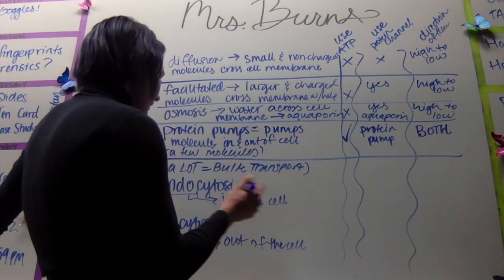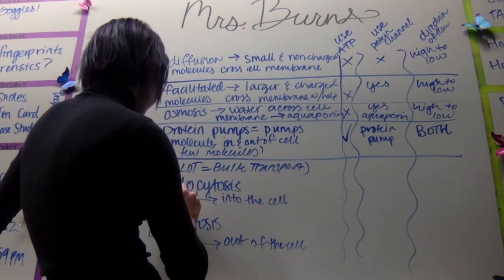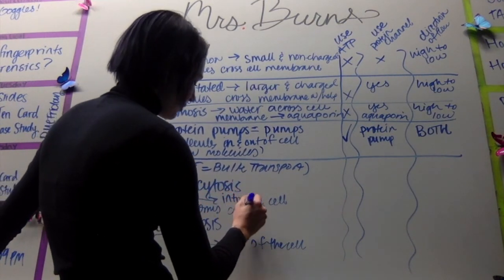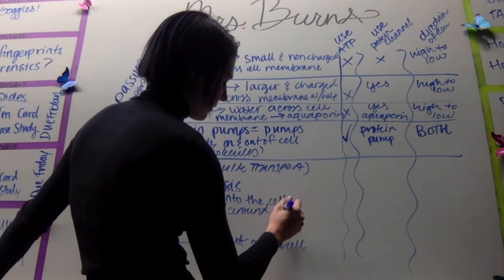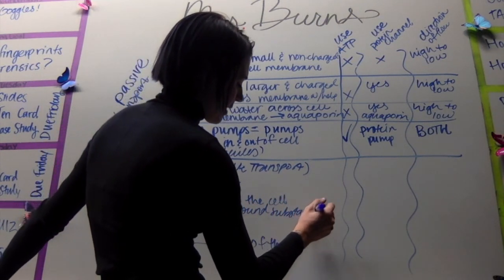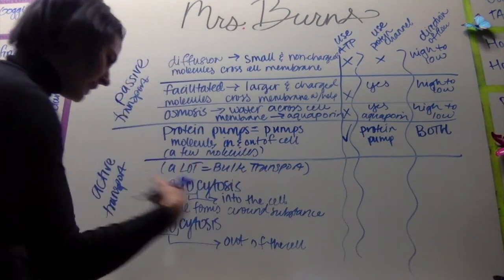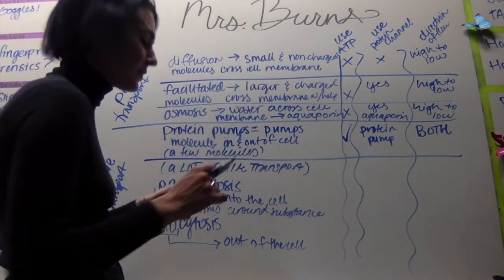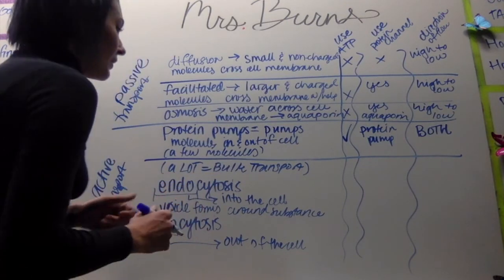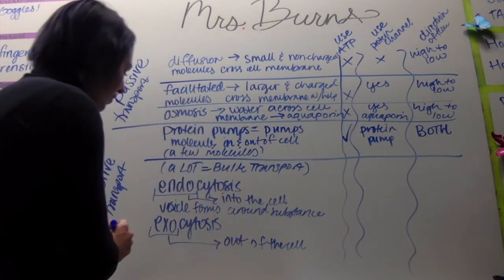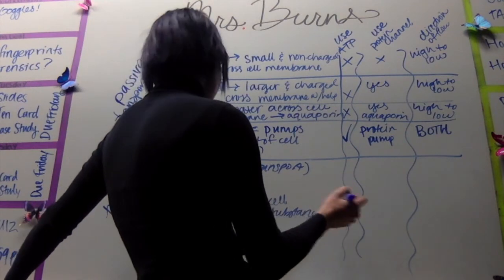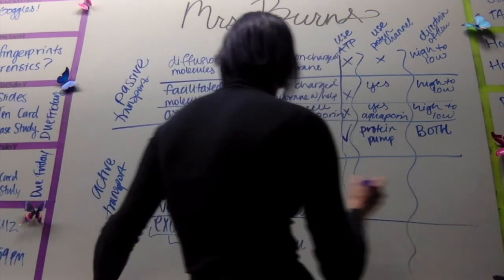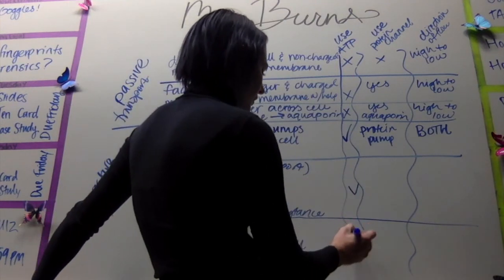And essentially what happens is a vesicle forms around the substance to bring it in or to take it out. And then when it's done, it will fuse back with the cell membrane. And so, do endocytosis and exocytosis use ATP? Yes, they do, because it takes a lot of energy to form a vesicle. And so they use that.